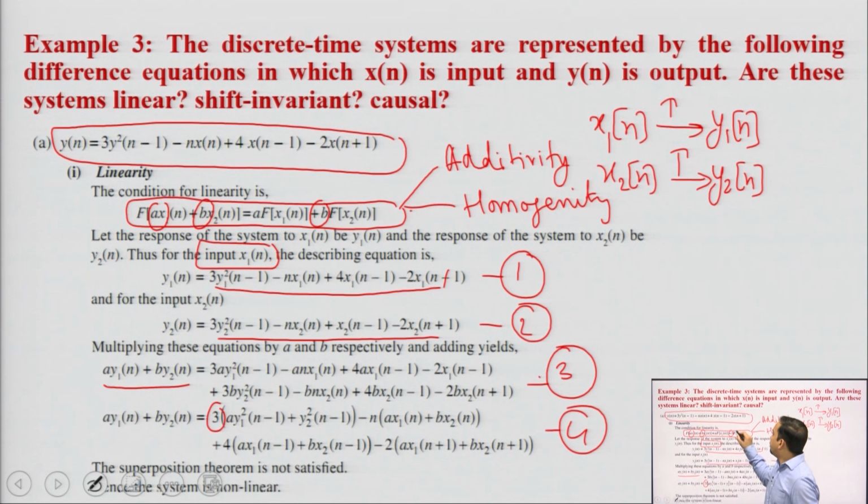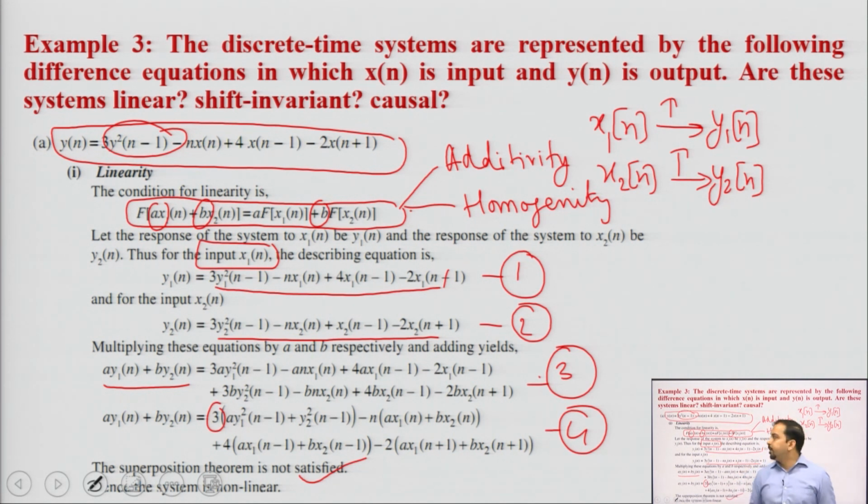Now, we have written the right hand side. We have to verify whether this right hand side is equal to the left hand side or not. We can clearly see here that we have a square y square. If we put y1(n) plus y2(n), we get y1 square plus y2 square plus 2 times something like this, which will definitely not be equal to equation number 4. So, we can say that the superposition theorem is not verified here, and the system is said to be a non-linear system.